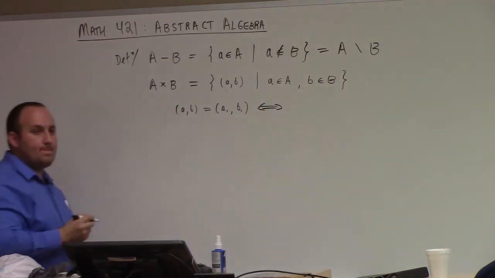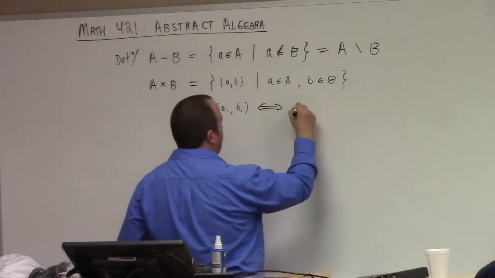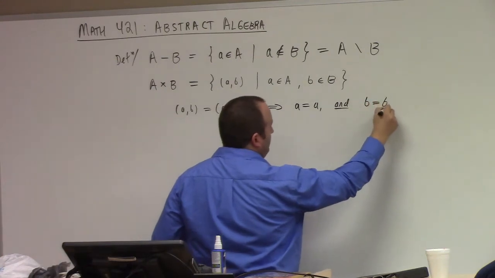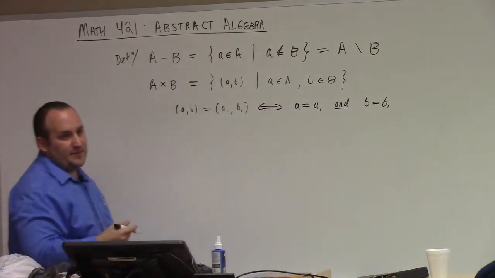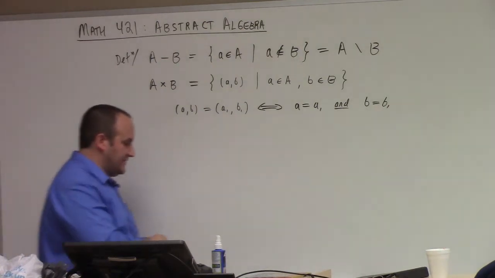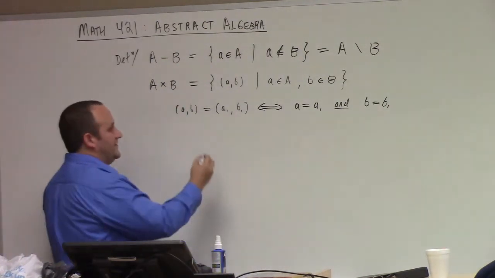Yep. Elements are the same, right? Component-wise, right? So A is equal to A1 and B is equal to B1. Whatever this Cartesian product is, that's how you do it. If you want to be picky, this isn't even in Nicholson, but has anybody ever seen this?